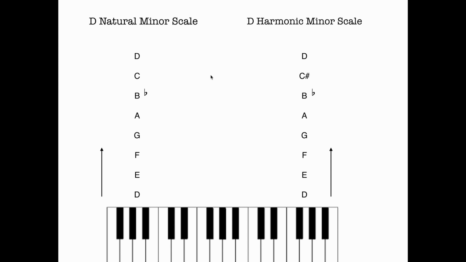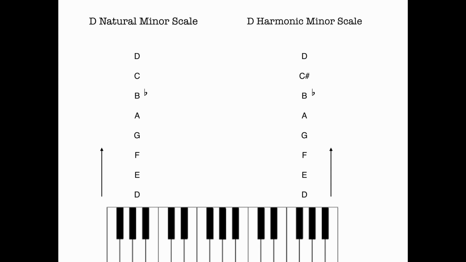And now we are going to construct D natural minor. Why have I chosen D natural minor? Because it is the relative minor of F major. To find the relative minor of F, we simply go down 3 semitones. So that would be F to E, 1 semitone, E to E flat, another semitone, E flat to D, a third semitone. Therefore, D minor is the relative minor to F major.